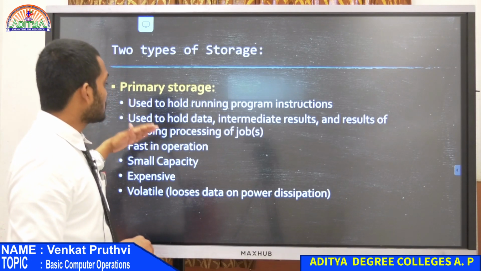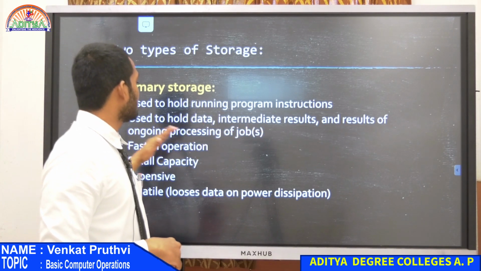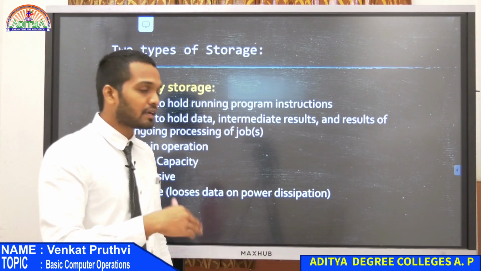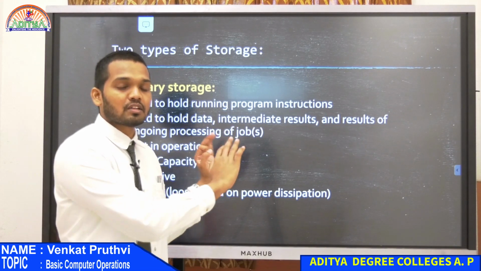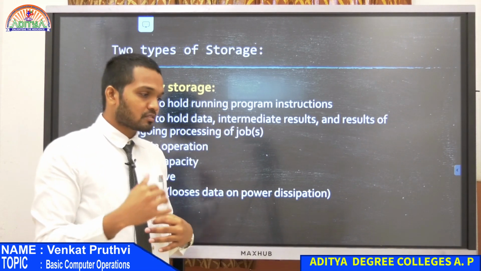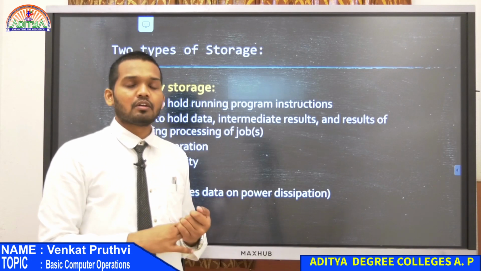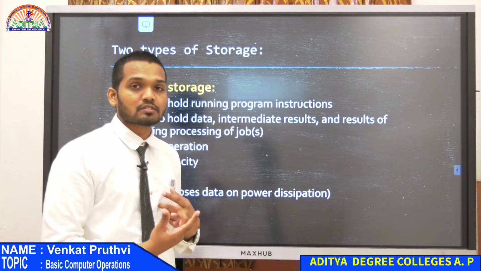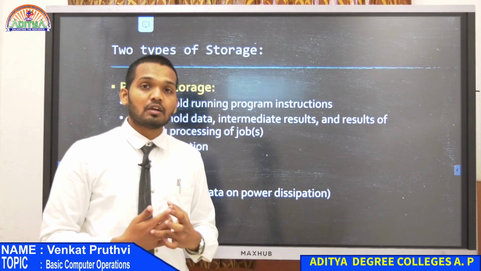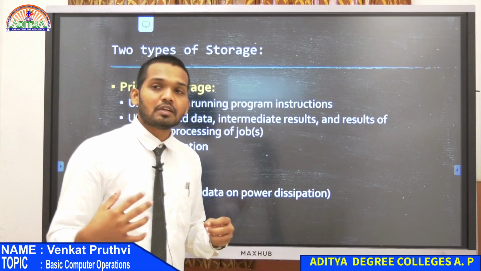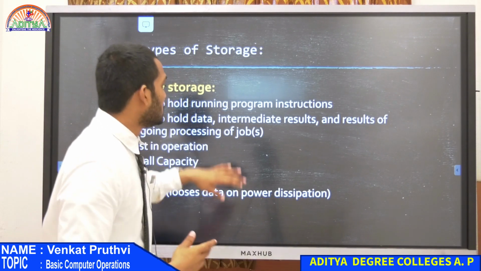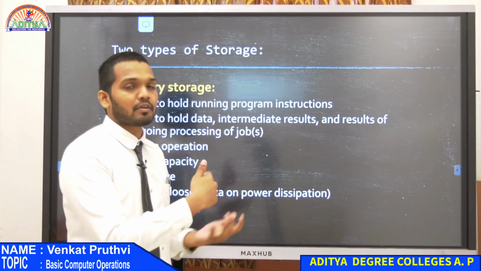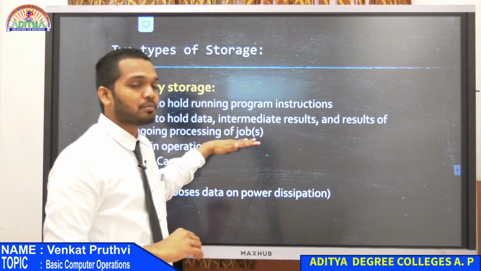Then it is used to hold data, intermediate results, and the results of ongoing processing of jobs. We will discuss jobs in detail later, but a job is nothing but a task. You can consider that job as a task. Task in the sense, if you are opening a Word file or if you are browsing on the internet, these are all different kinds of tasks. When you are opening a new tab on your browser, that will be one more task. So there are different tasks that we perform in our computers in our day-to-day life. The task and job are the same, but for professional communication, it's better to use jobs.